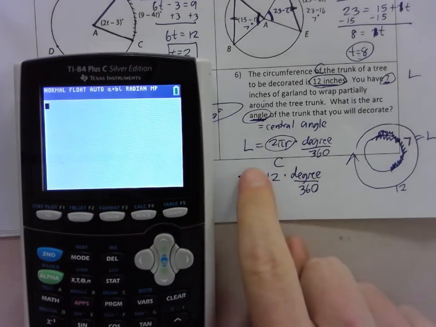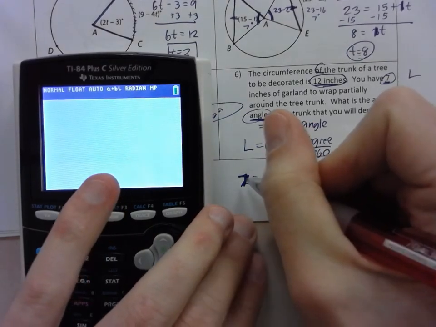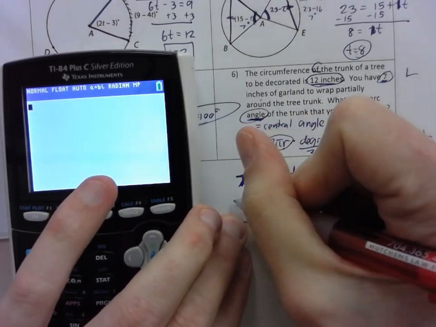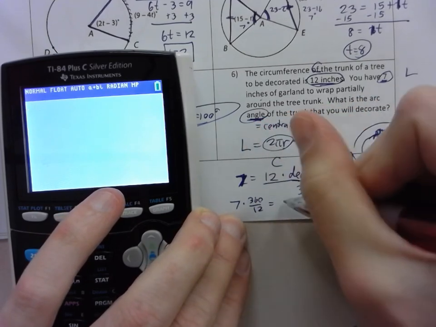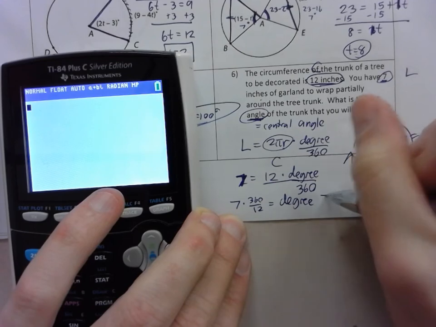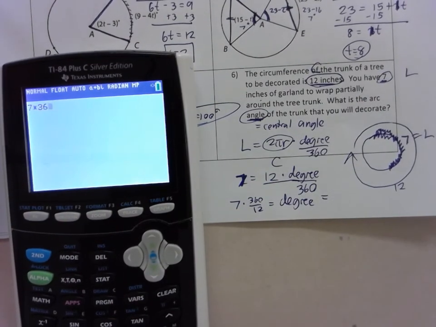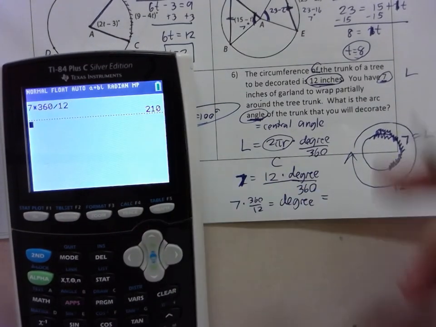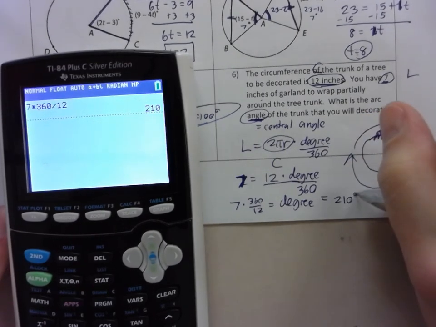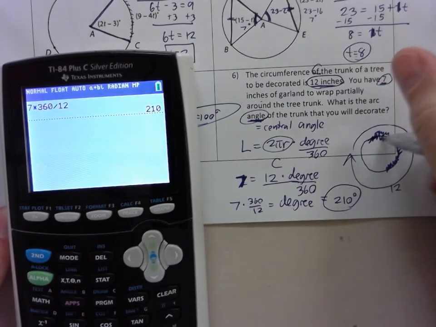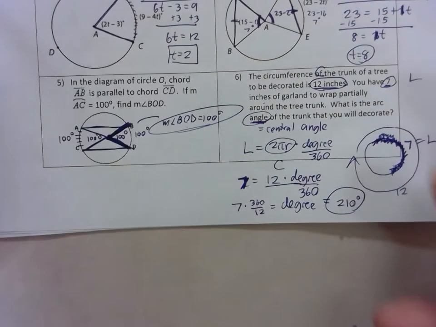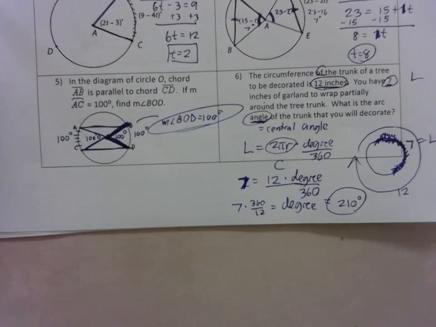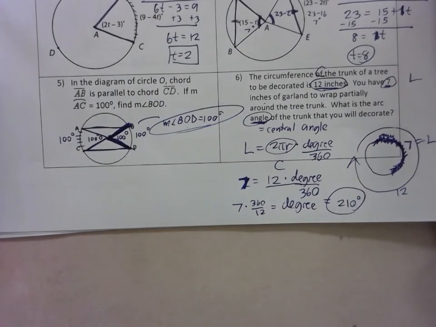What I would prefer to do on this problem is multiply by the 360 and divide by 12. So 7 times 360 over 12 is equal to the degree. And we'll use our calculator to plug that in. So that's going to give you 210 degrees. So in other words, around the circle, 7 out of 12 is 210 degrees out of 360. So that concludes the central angle stuff. The next video is going to talk about inscribed angles.